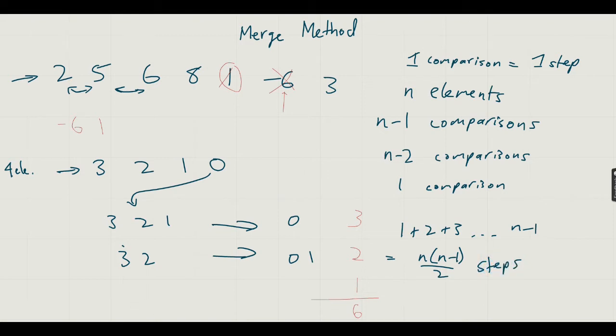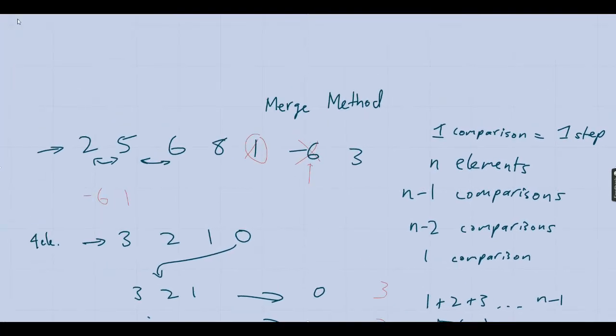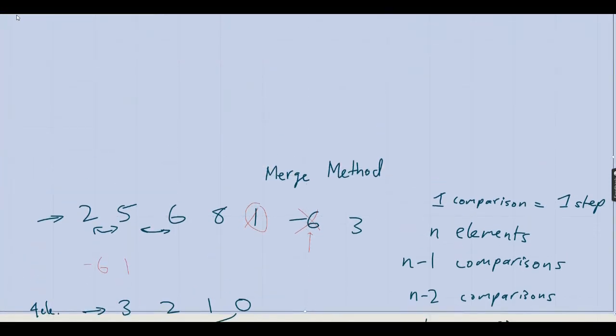Now, considering this, let's try to find a more efficient method. So Daniel, let's move the rectangle a bit. What we have so far is n(n-1)/2 steps. Let's try to find a method where it's less than that. And the method I'm talking about is going to be the merge method.